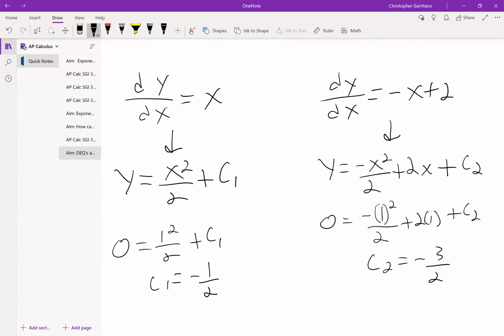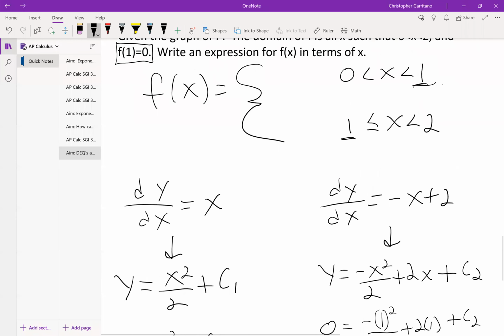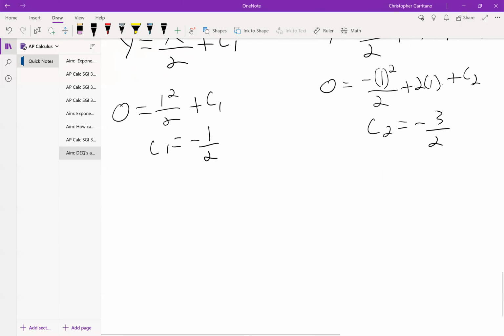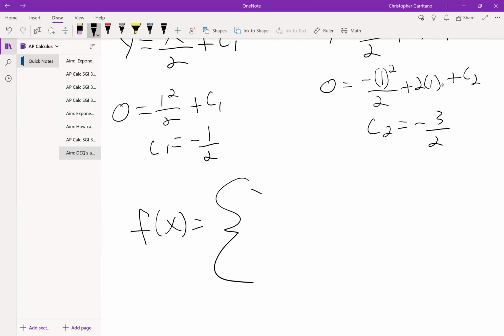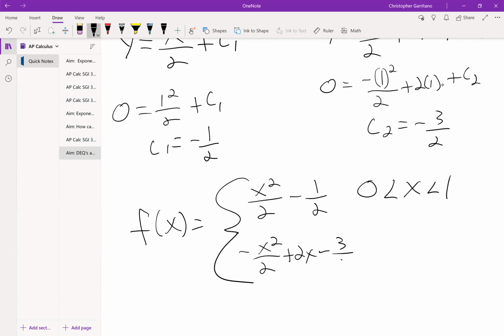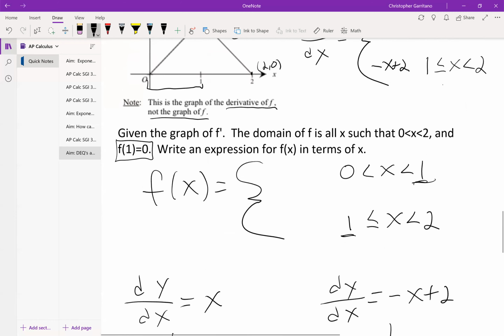All right, going up here, I don't know if I gave myself enough space, so I'm just going to rewrite it down here. Our final answer for f of x will be x squared over 2 minus 1/2 for the values between 0 and 1, not including 1, and negative x squared over 2 plus 2x minus 3/2 between 1 and 2.